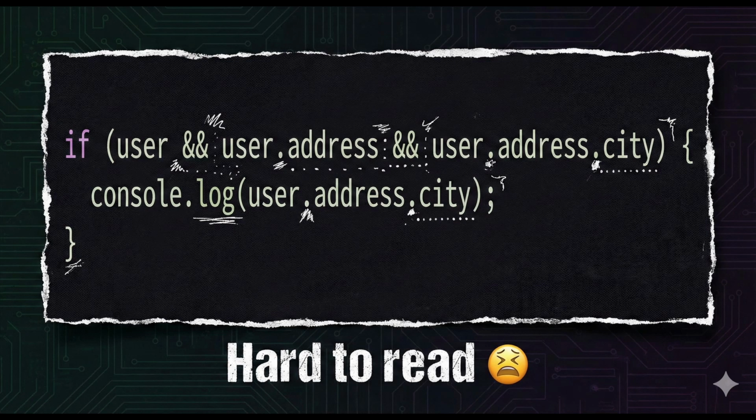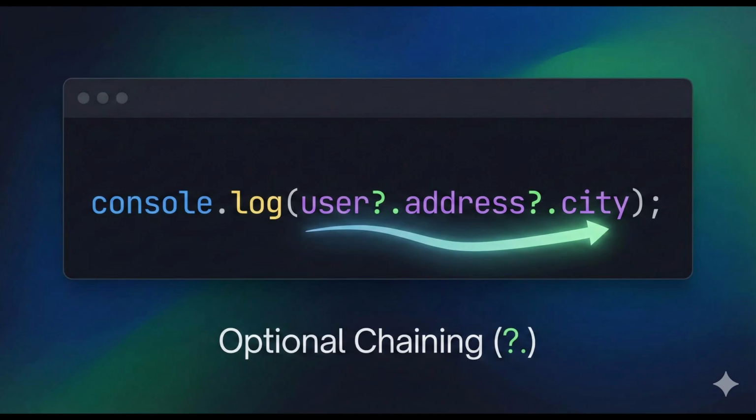Now look at this line instead, right here. user?.address?.city. This is optional chaining. What's happening is simple. JavaScript tries to go step by step. If user exists, it moves on. If address exists, it keeps going. But the moment something is null or undefined, it just stops and returns undefined.